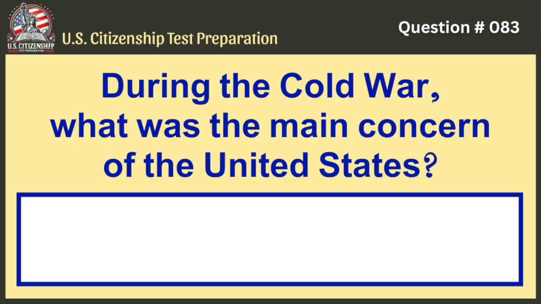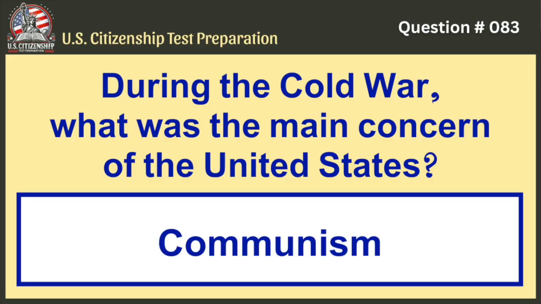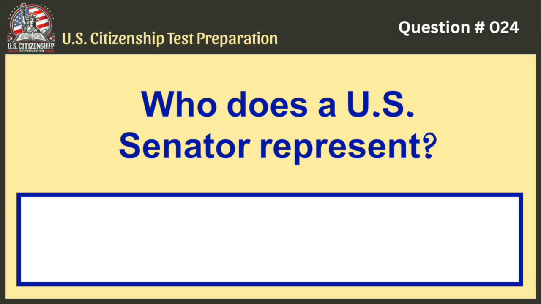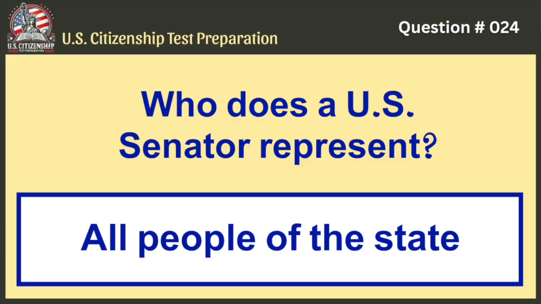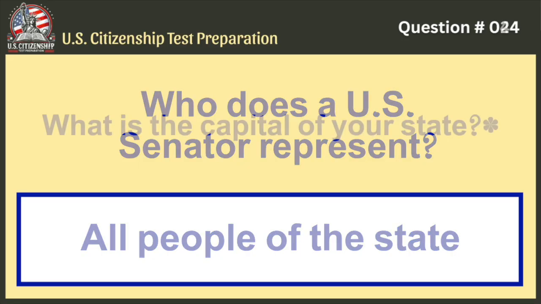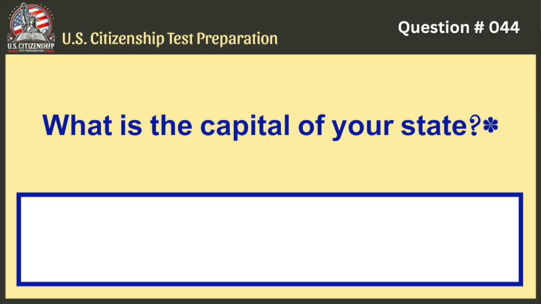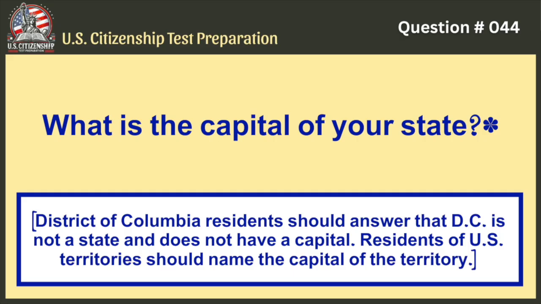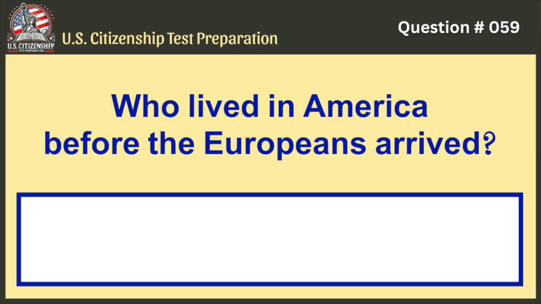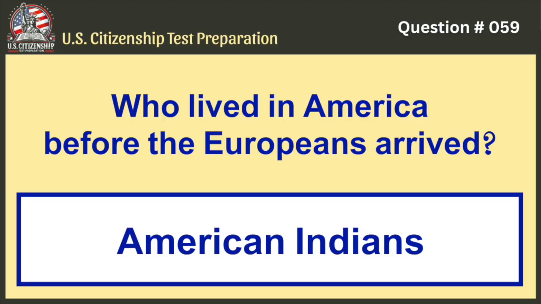During the Cold War, what was the main concern of the United States? Communism. Who does a U.S. Senator represent? All people of the state. What is the capital of your state? Who lived in America before the Europeans arrived? American Indians.